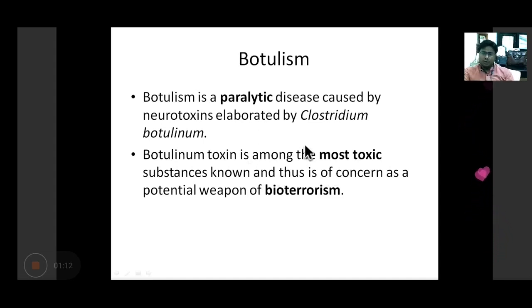So botulinum toxin is among the most toxic substances known, thus it is of concern as a potential weapon for bioterrorism also. So this is very important.